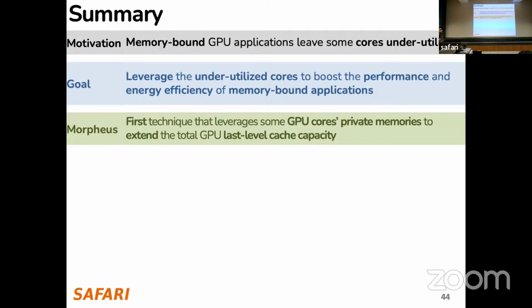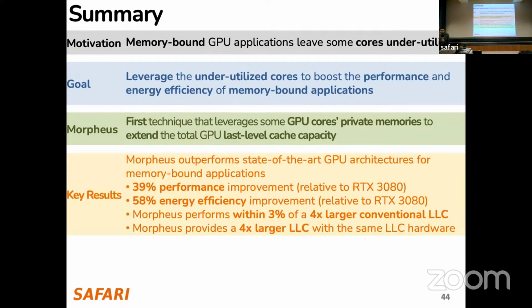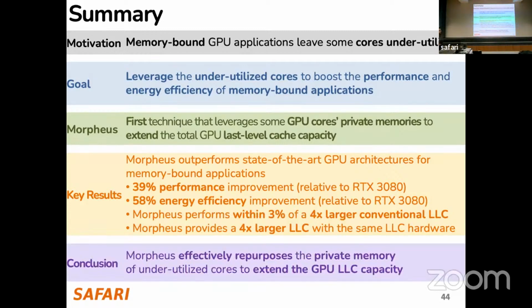To this end, we proposed Morpheus, the first technique that leverages some GPU cores' private memories to extend the GPU last level cache capacity. And we observed that Morpheus outperforms state-of-the-art GPU architectures, such as by 39% in terms of performance, 58% in terms of energy efficiency, and gets even within 3% performance of a 4x larger conventional LLC. And finally, Morpheus provides 4x more LLC capacity while using the same conventional LLC hardware.